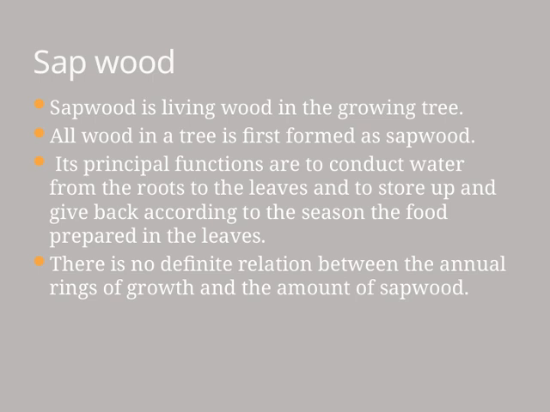season. It's interesting to note that there's no fixed link between the annual rings of growth and the amount of sapwood present. This means that even if the rings are narrow or wide, the amount of sapwood doesn't necessarily change in a predictable way. So, in the context of wood and its functions, sapwood plays a vital role in the tree's health and sustenance. It's a living, active part that helps the tree grow and adapt throughout the seasons.